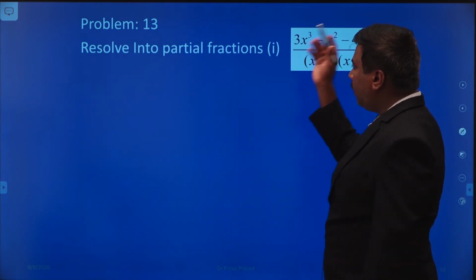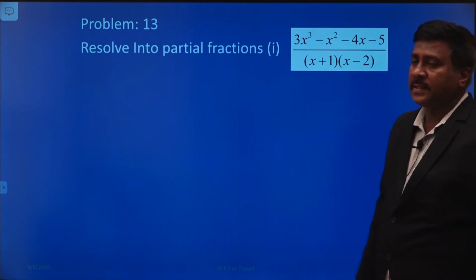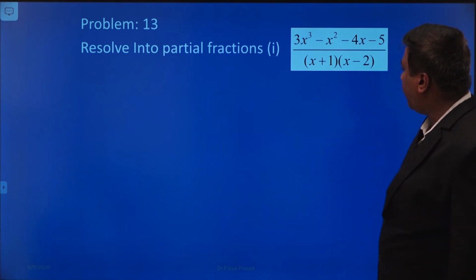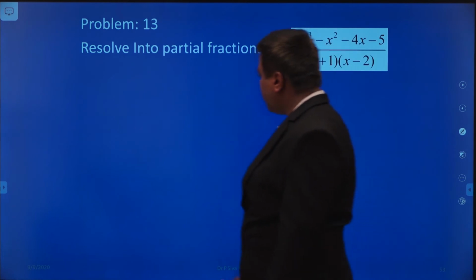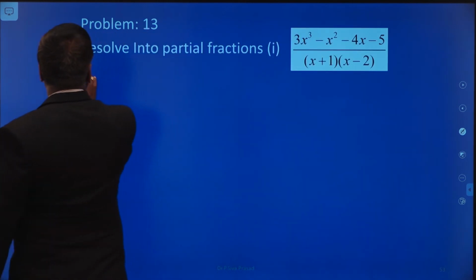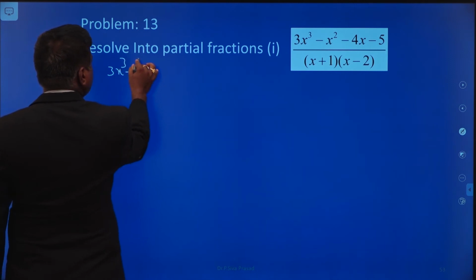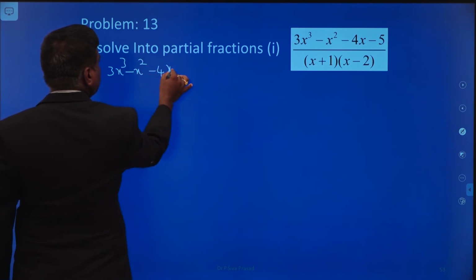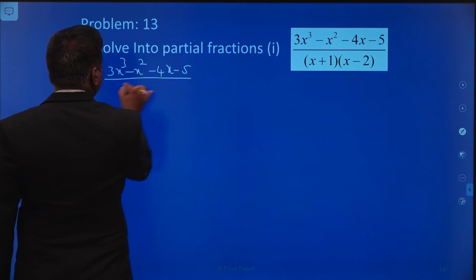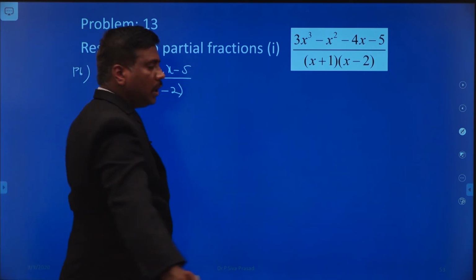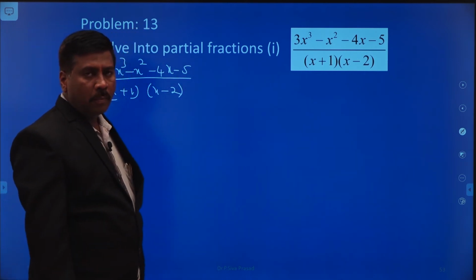This is the example. Resolving into partial fractions: 3x cube minus x square minus 4x minus 5 by x plus 1 into x minus 2. This is our given problem. Okay, this is our problem.